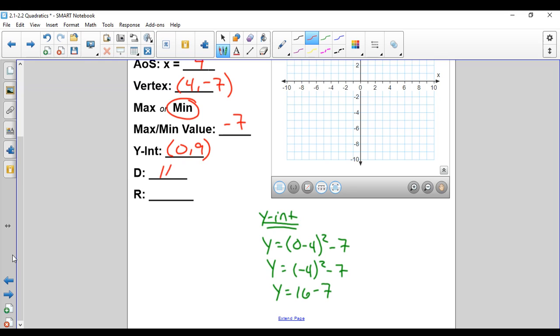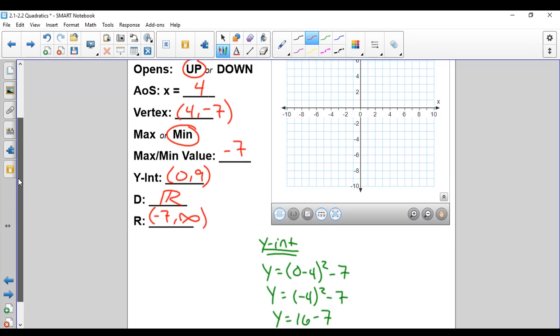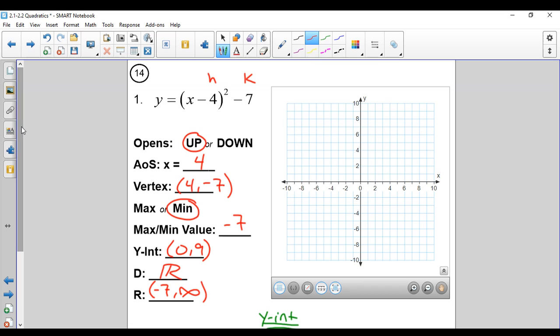Domain, all real numbers. Range is your minimum value up to infinity since it opens up. It's [-7, infinity). All right, there's all our information. Let's apply it to the graph.